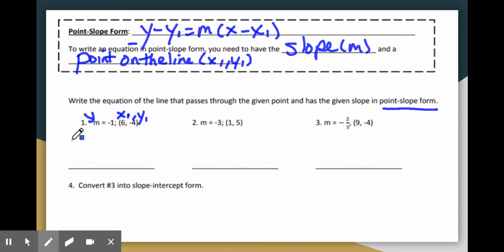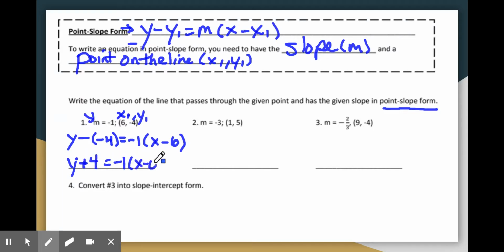Okay, so let's write what we have. We have y minus, that's part of the formula, y1 is -4, equals m, -1, times x minus x1, which is 6. Okay, so I just took my numbers and I put them in this formula that you see up here. All right, so now we can clean up a little bit. Two negatives make a positive. So we have y plus 4 equals -1 times x minus 6. And there's my answer. I'm all done. That's in point slope form. All right, let's try the next one.